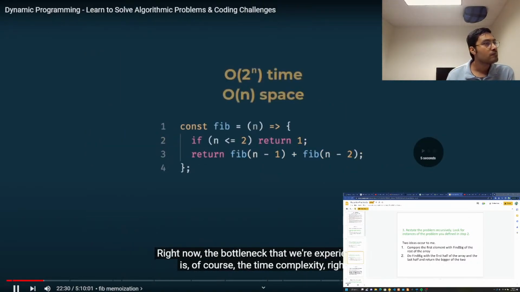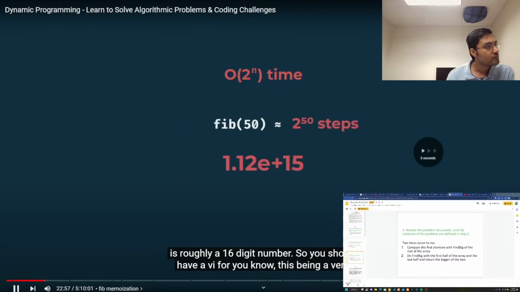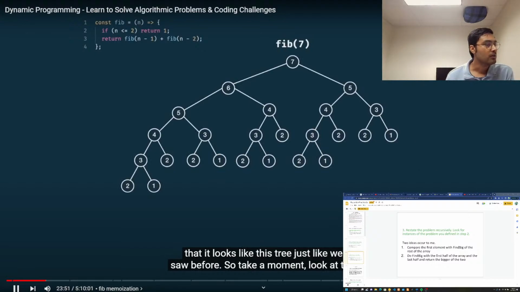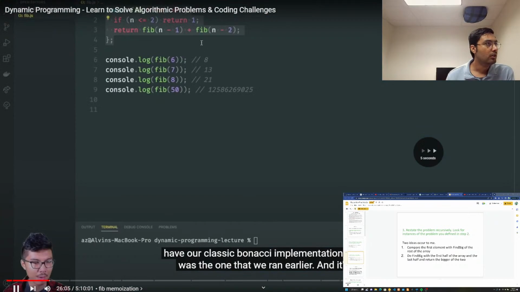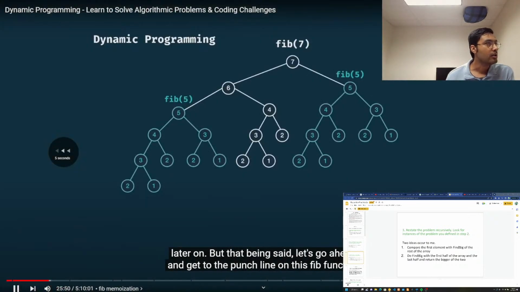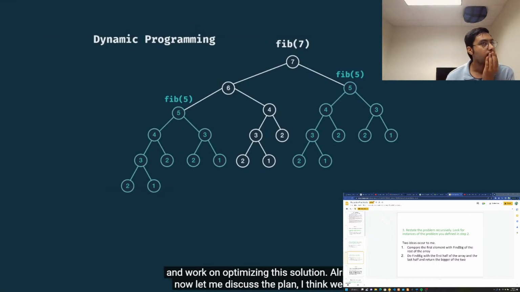And its evidence is, of course, these trees. Take a moment, look at this tree. It's similar to the left-hand side one that we ran earlier, and it has some duplicates. So we have a exponential runtime. With that being said, let's go ahead and get to the punchline on this fib function and work on optimizing this solution.